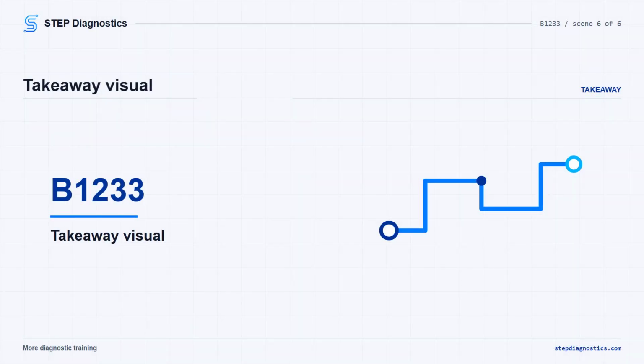The clean way through B1233 is simple. Confirm the fault, separate an intermittent connection from an active open, prove the wiring before testing the motor, and let the motor test decide whether the fault stays at the motor or points back to the control unit.